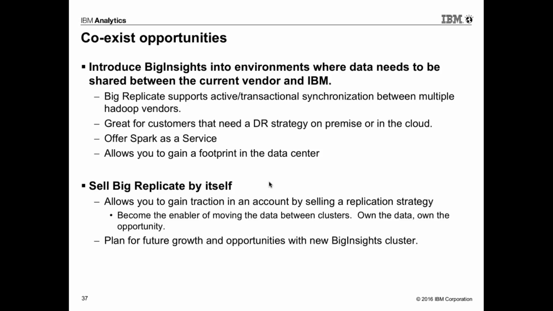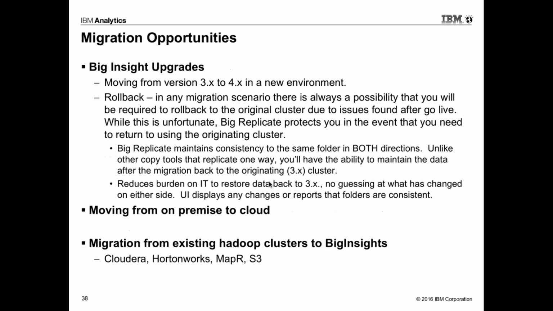Then we have other opportunities where we can utilize or sell Big Replicate, or talk about environments. These strategies are good for customers who are opting for disaster recovery, who are offered Spark as a service, and who want timestamps or a footprint on their data centers. It supports active transactional synchronization between multiple Hadoop vendors, and comes with Big Insights upgrades of version 3.x and 4.x in a new environment, and migration from existing Hadoop clusters to Big Insights, or vice versa, like Cloudera, Hortonworks, MapR, or S3. You can do the migration from there, and it maintains consistency to the same folders in both directions.